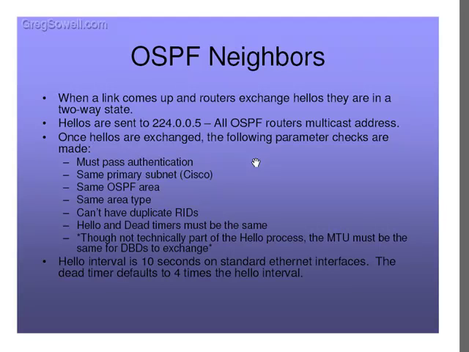Once hellos are exchanged, the following parameter checks are made. For neighbors to become adjacent, or rather for neighbors to even make it to the two-way state, they have to pass these steps. If you have authentication set, it needs to be equal on both sides. In Cisco especially, there's a concept of a secondary IP, not so much in MikroTik. You can just bind a bajillion IPs on MikroTik and they all appear to be the same. But in Cisco, if you want to have additional IPs, you call them secondary IPs.